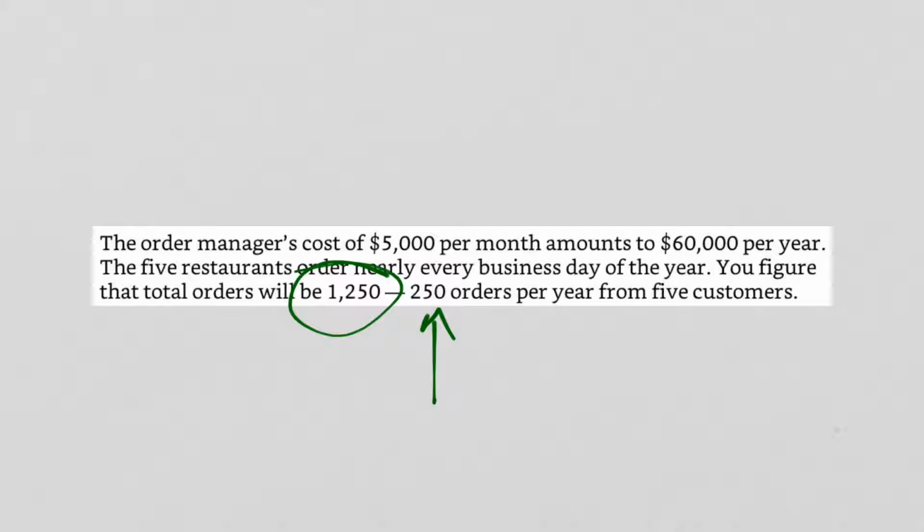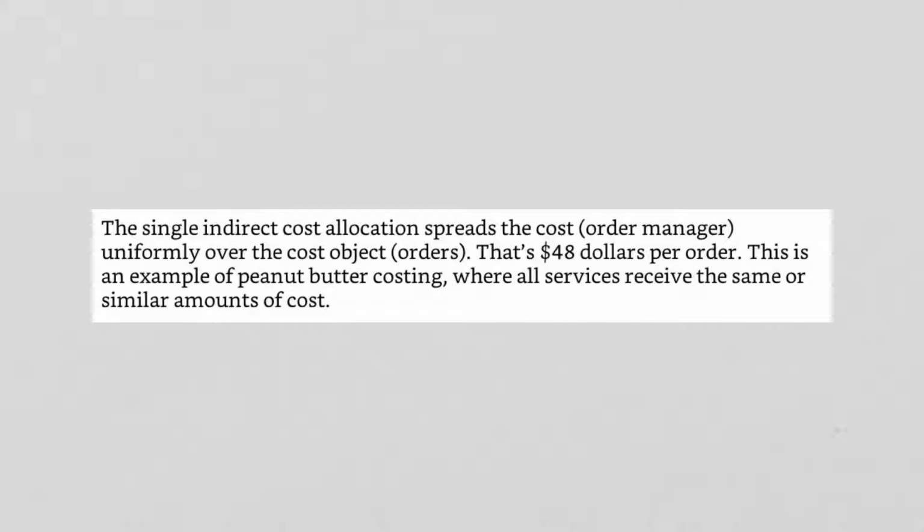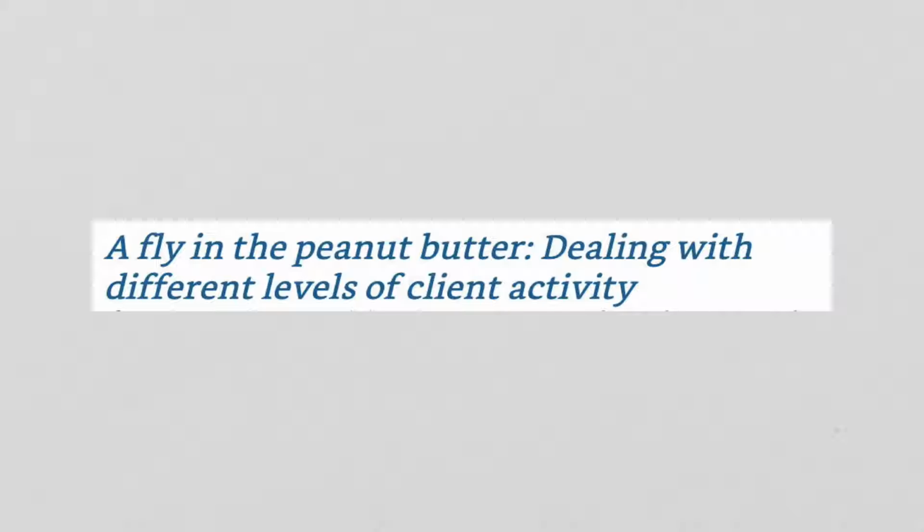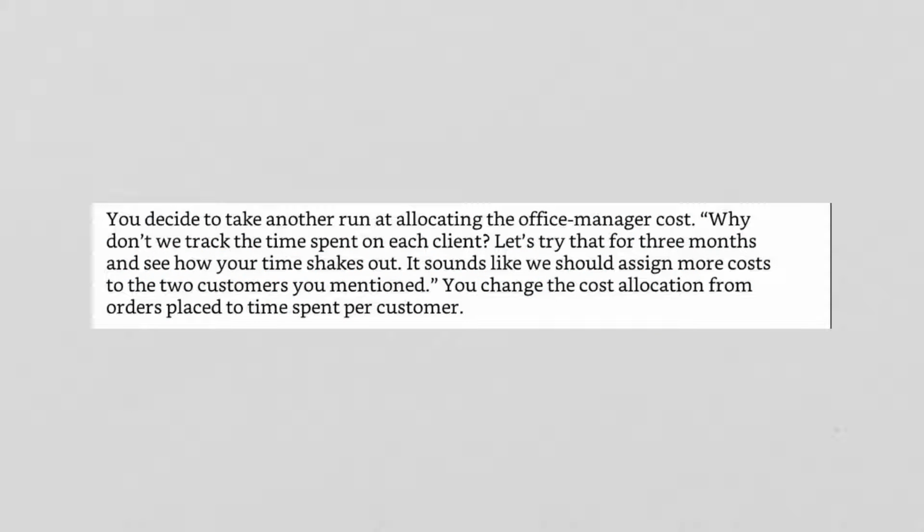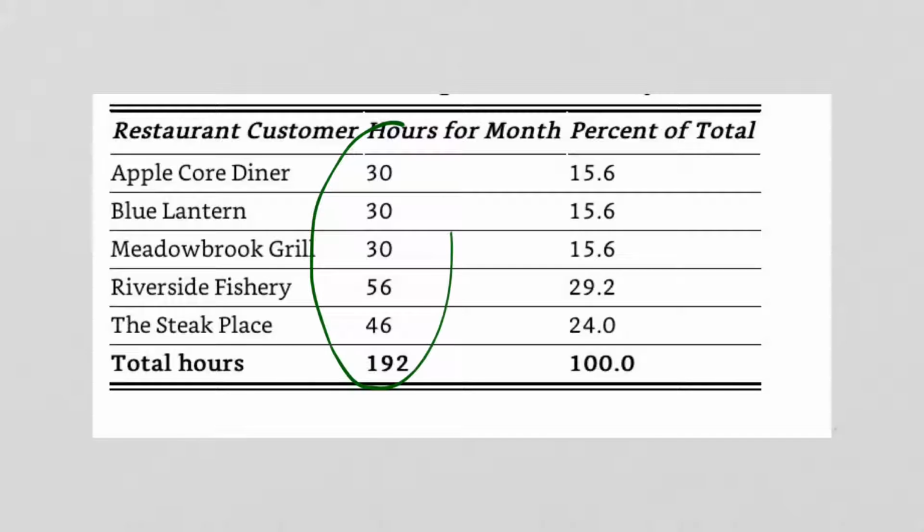So they're uniform in the amount of orders they have, and that may mean that it's not a real reflection of the manager's time, which is his resource. It sounded good to do it per order. It sounded good, but it may not be a reflection of his time. And in fact, when we look at the time, so he's decided to take another look and say, why don't we track the time spent on each client rather than orders? Let's see what happens. And we find by discovery that yes, 2 particular clients are time consuming more than the others. And now we're going to reallocate based on hours.